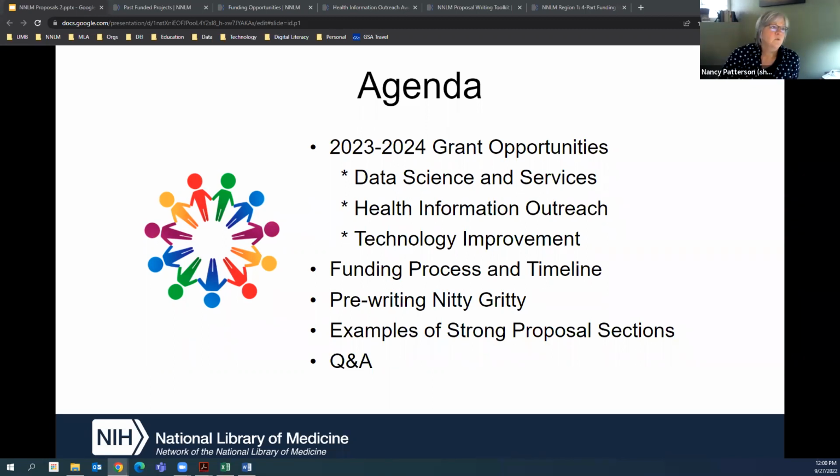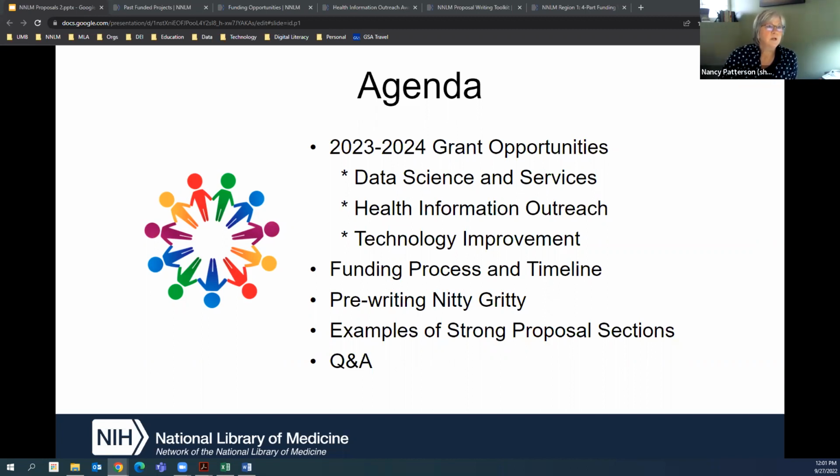Last week, we mentioned a brief overview of the 23-24 grant opportunities for Region 1, but we're going to go into more detail here. So Tony's going to talk about the Data Science and Services grant, the Health Information Outreach grant, and the Technology Improvement grant with more detail for you. We're going to discuss the funding process and timeline. We talked about it a bit last week, but we want to hit some notes of the really important dates for you. We'll talk about some pre-writing nitty-gritty, some of the information you need to gather and resources you might use as you're building your proposal.